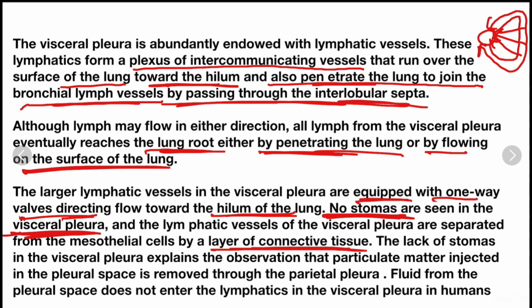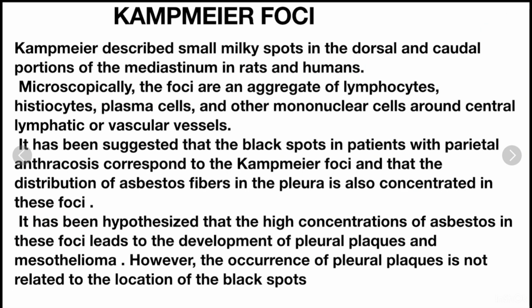The lack of stoma in the visceral pleura explains the observation that particulate matter injected in the pleural space is removed through the parietal pleura. Okay, and fluid from the pleural space does not enter the lymphatics in the visceral pleura in humans.